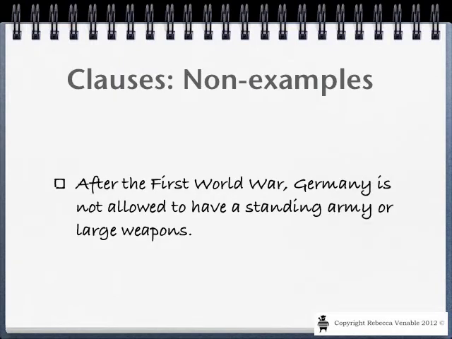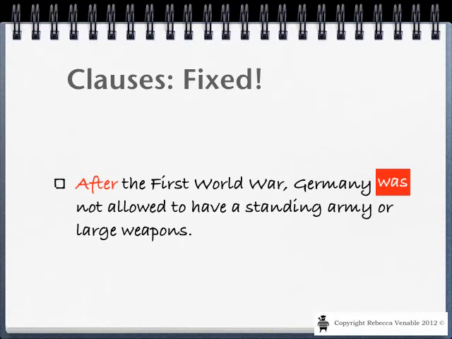So let's look at a non-example of discrepancies in clauses. After the First World War, Germany is not allowed to have a standing army or large weapons. Our problem here is verb tense. We've said that after, so that shows something in the past tense, but our verb within our independent clause is a present tense verb, so we need to fix that. Pretty simple, just change the tense of the verb.